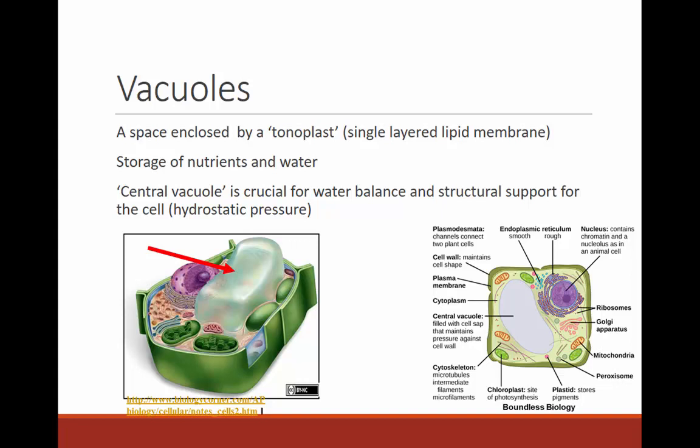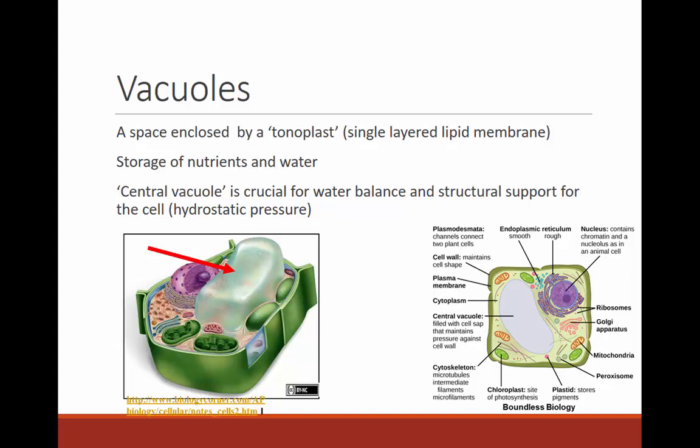Vacuoles are something that you also find in eukaryotic cells, sometimes in prokaryotes as well, but the space is enclosed by a tonoplast, a single layer lipid membrane. Okay, and what that vacuole is, it looks a bit like a water carrier, doesn't it? So the vacuole is a really good place for storing nutrients and water.